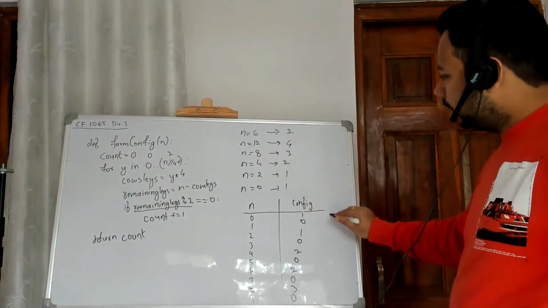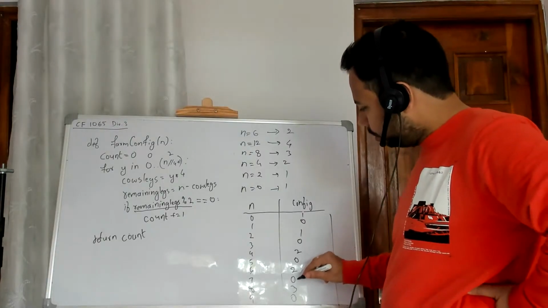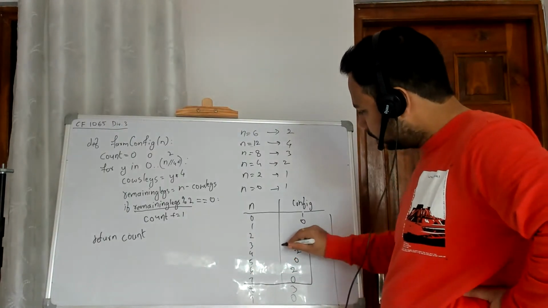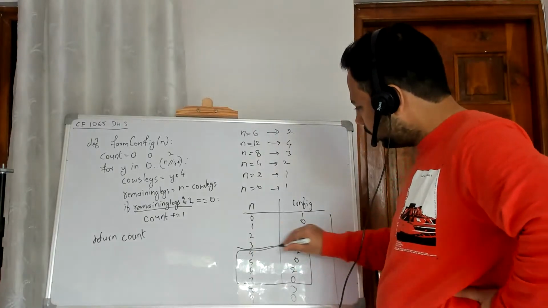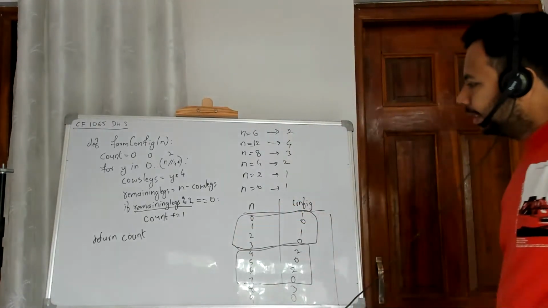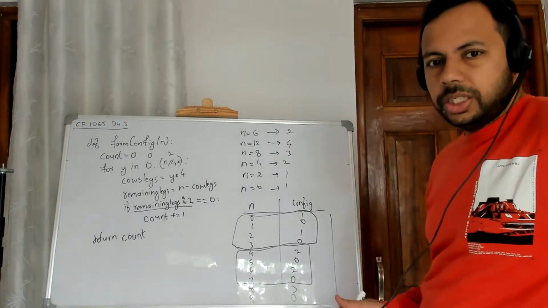Now try to figure out a pattern here. If you can figure out the pattern, all these values, club them together. What is the pattern? Can you think of a pattern?